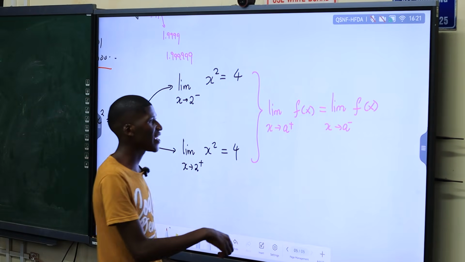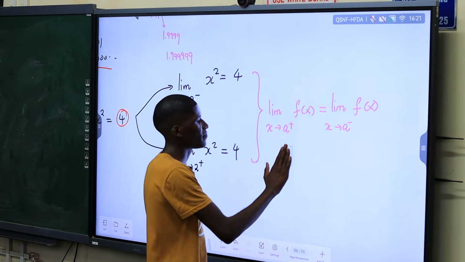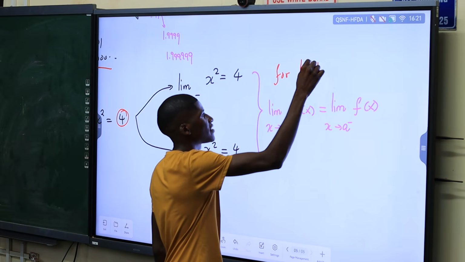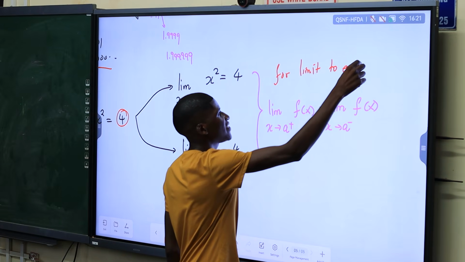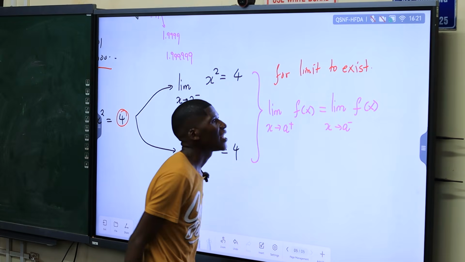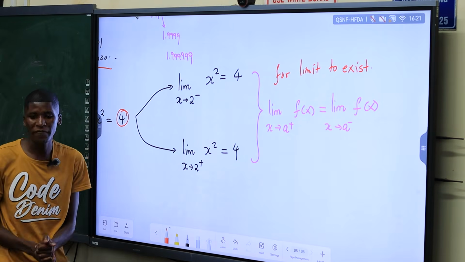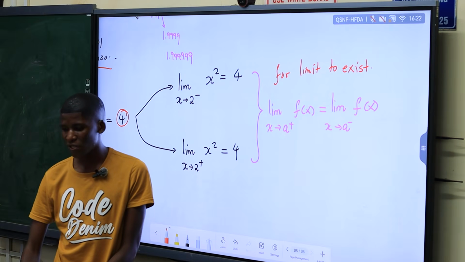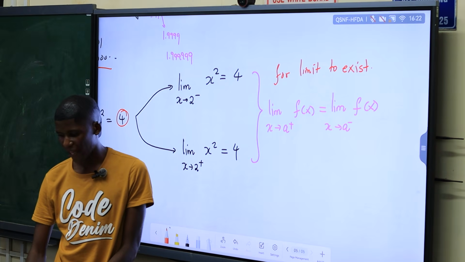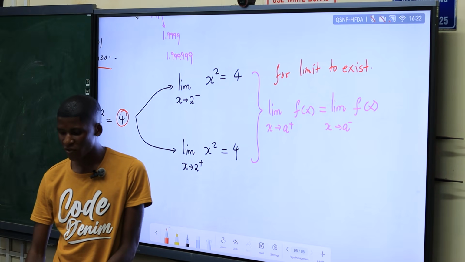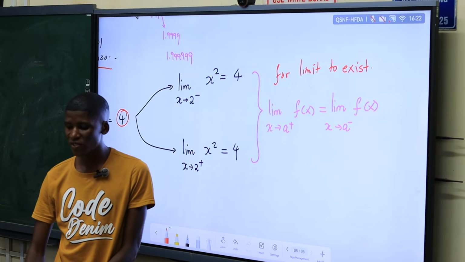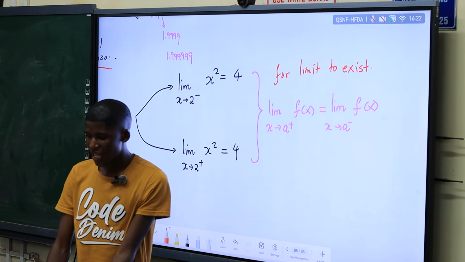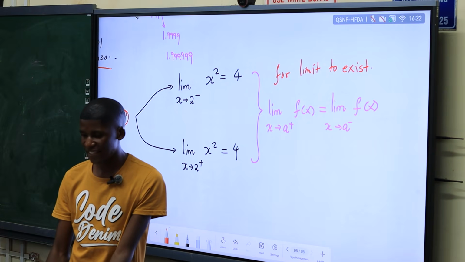So for a limit to exist, we only say that a limit exists if you are approaching the same value from the right and from the left. Is that clear? Alright, sharp. Let's just try to see what happens if our limit doesn't exist. Because it can happen that your limit does not exist.